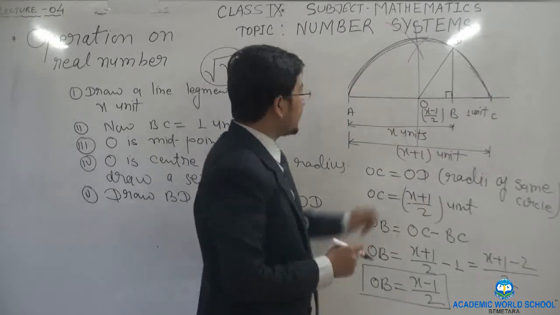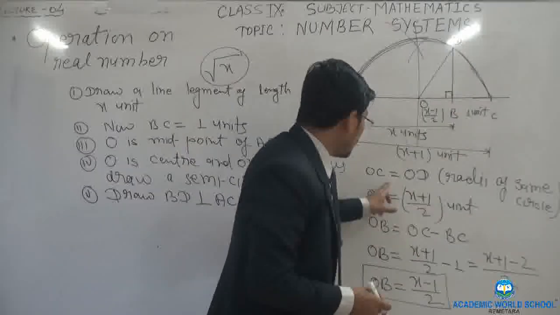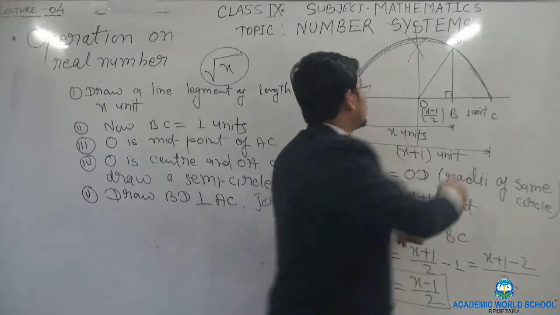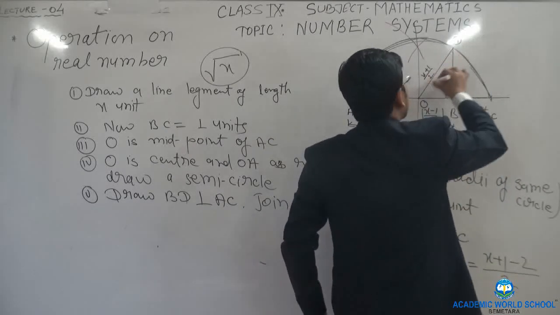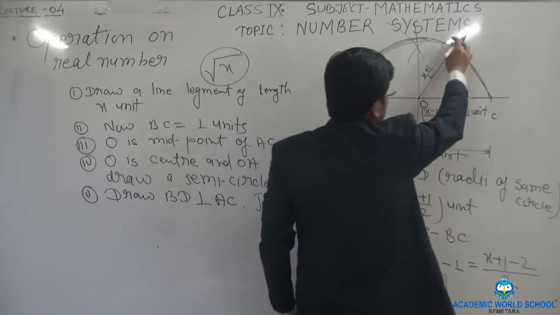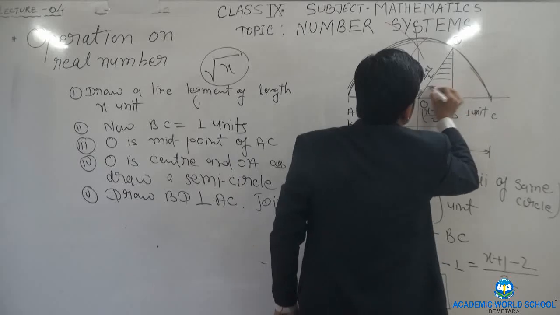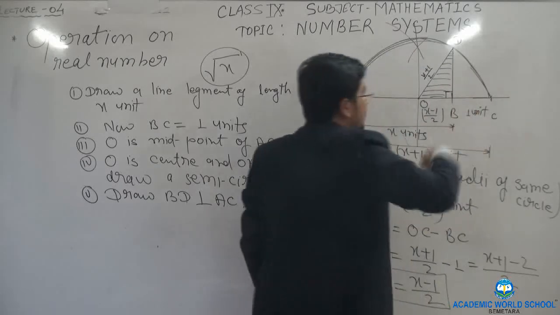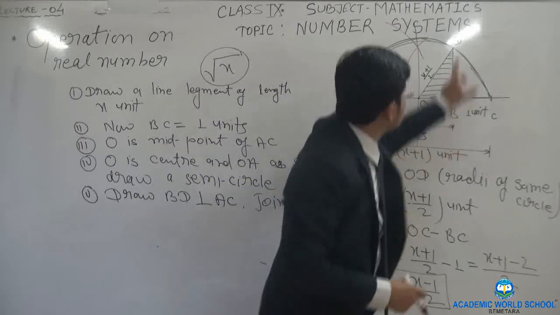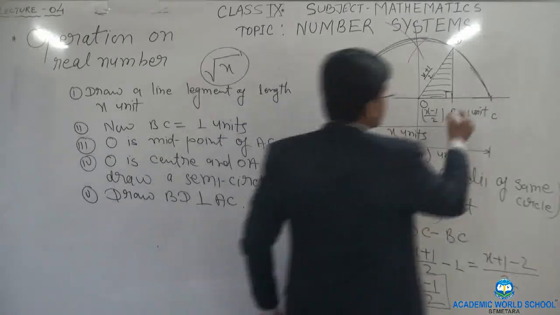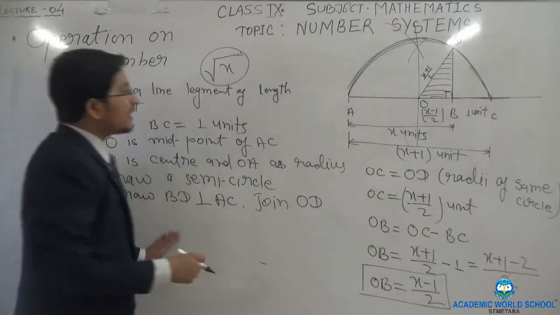Now, dear student, OD is a radius, so OD is equal to OC, and that is x plus 1 by 2. So this length is x plus 1 by 2. Now OBD is a right angle triangle, so it will follow the Pythagoras theorem. We are going to apply the Pythagoras theorem in triangle OBD.